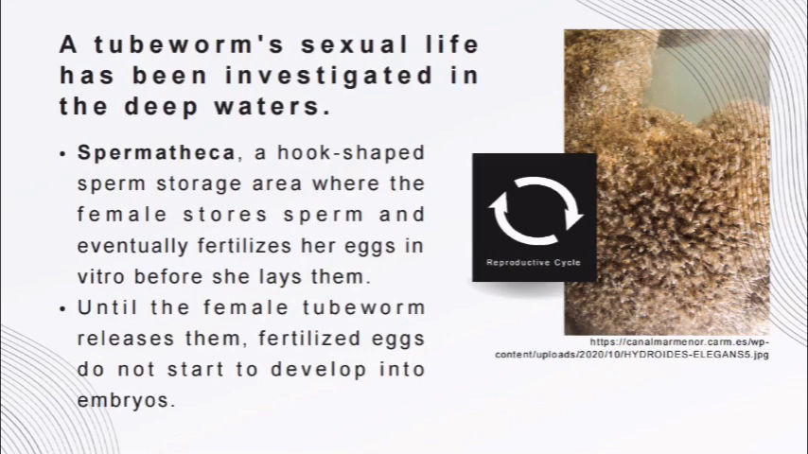So they hypothesized that the sperm either swim into the spermatheca or are gathered by the female through an unidentified method. Until the female tube worm releases them, fertilized eggs do not start to develop into embryos. The researchers discovered this by studying tube worms' eggs after the females had spawned them.